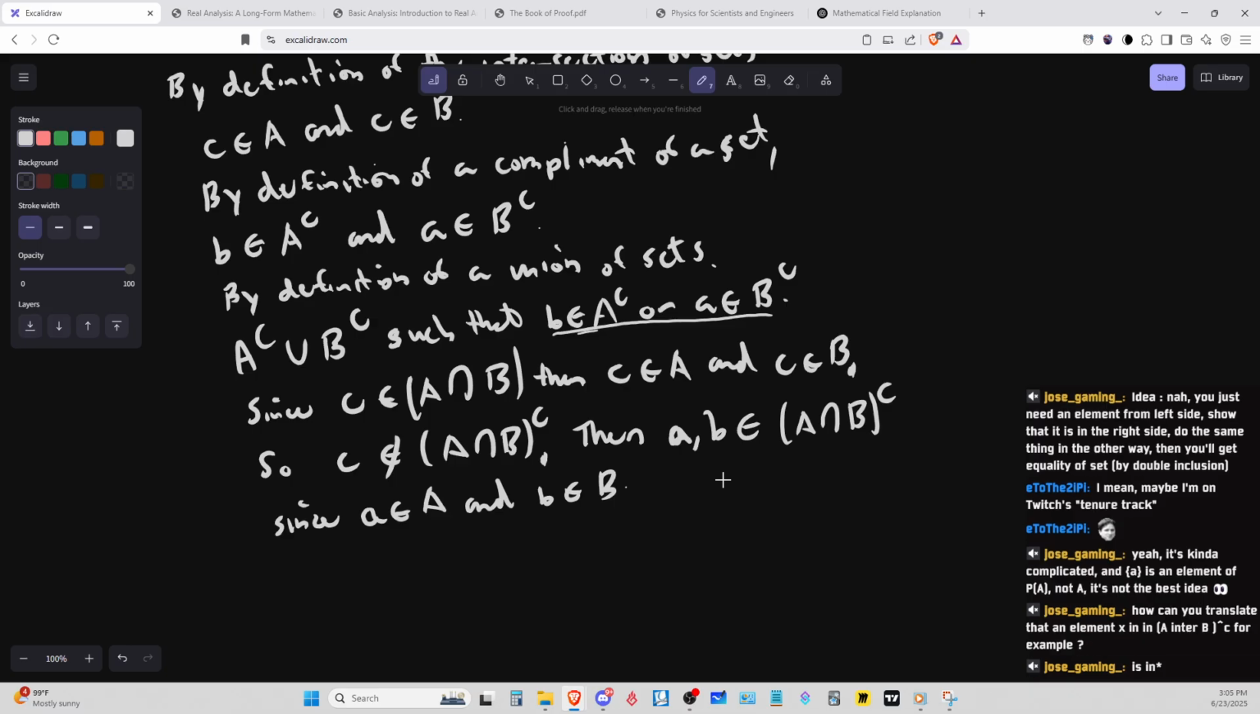So wait. For some reason, I keep thinking of this relationship is equal to the union of it. Now, I'm not writing that in the proof. It's just that I'm thinking of this relationship. But the thing of it is, would a union be like the symmetric opposite to an intersection?